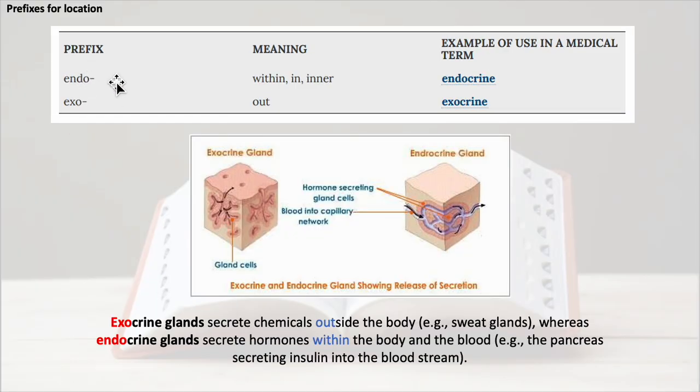Now, let's look at these two prefixes for location, endo and exo. These have essentially opposite meanings. So endo means within or inner, and exo means out. And a prime example of this is the difference between exocrine glands and endocrine glands. Now, exocrine glands, we'll start with exocrine. These glands secrete chemicals outside of the body. And an example of this is your sweat glands.